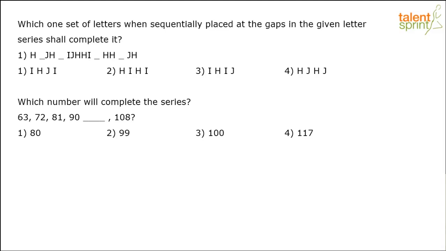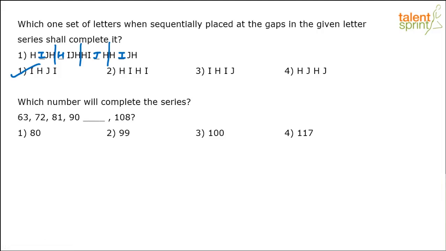Right? So shall we substitute the options and check? Let's substitute option one. See what happens. So option one has got I, H, J, I, right? Substitute. Now try to read this out and see if you find a pattern there. H, I, J, H, H, I, J, H. Looks like we have already got a pattern, right? It looks like it is HIJH, HIJH, HIJH. So the pattern is H-I-J-H followed by H-I-J-H, H-I-J-H and H-I-J-H. So looks like option one itself is correct, right? Option one is correct. This is one way of doing it, substituting the options. We are lucky that option one has satisfied. Otherwise, you will have to spend a little more time checking the second, third and fourth options as well.